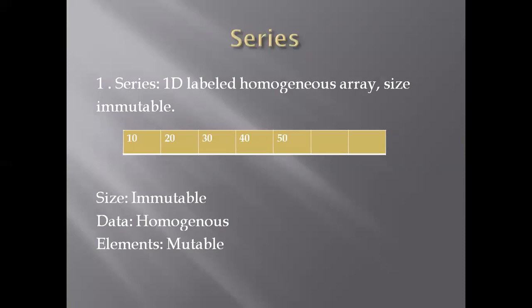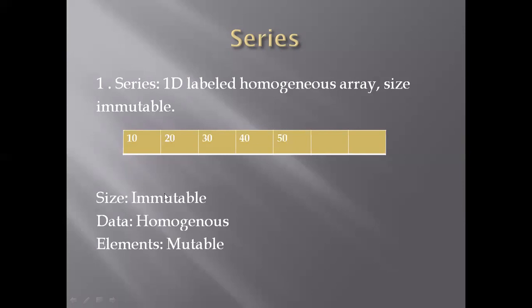A series is a one-dimensional labeled homogeneous array, and its size is immutable. That means we can't change the size. Suppose there are 100 elements, that means we need to use 100 elements. But the data is homogeneous. If you are using numbers, we need to use numbers only. If strings, only strings. That is homogeneous data. It is a one-dimensional array type.